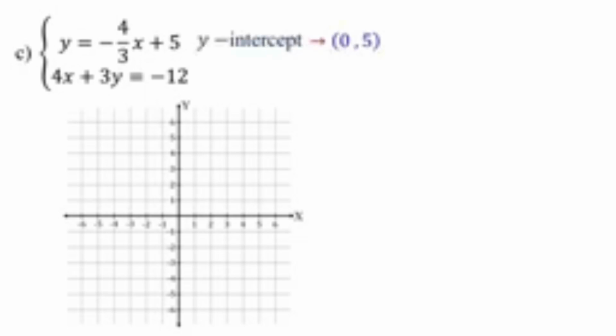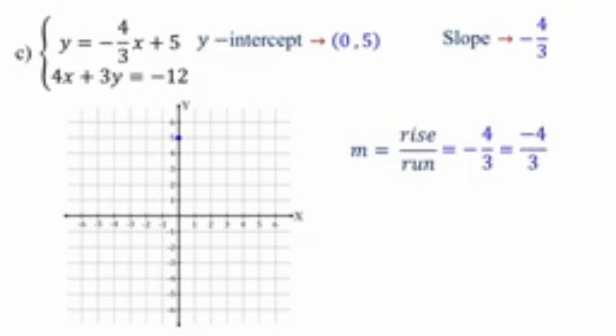The y-intercept of the first equation is the point 0, 5, and the slope is -4/3. As we did in the previous example, we will start by plotting the y-intercept, which is located at 0, 5. Slope is rise over run, and in this case, it is -4/3. You can place the negative sign in the numerator. It will not change the value of the slope since they are equivalent fractions.